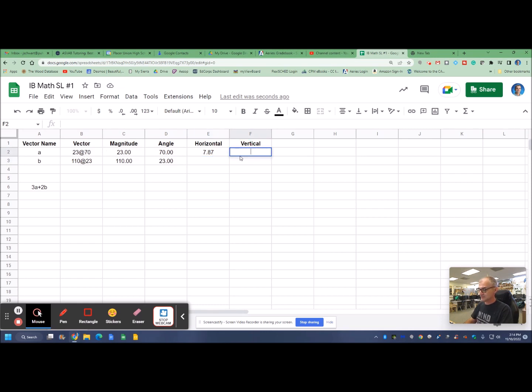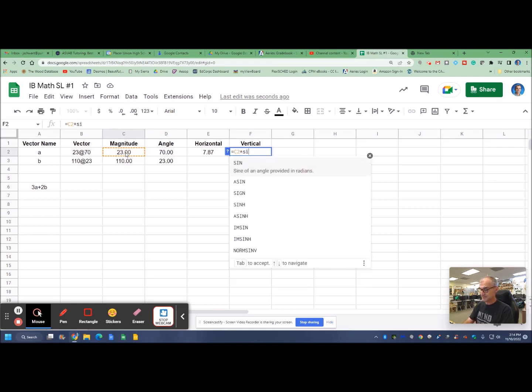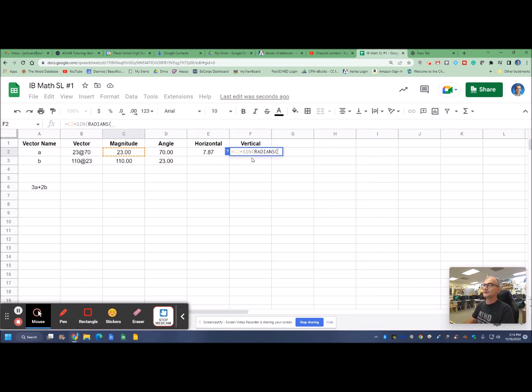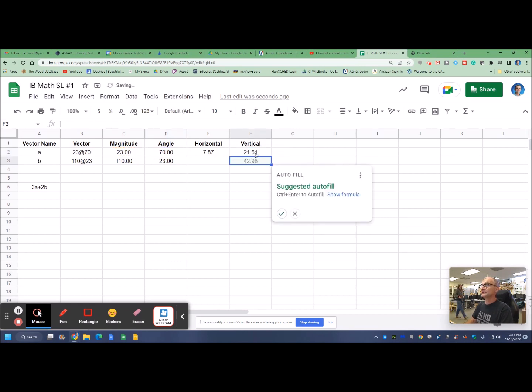On the vertical, I'm going to do the same thing. I start with the equal sign. This is going to be the sine. It does pick up, and then I'm going to start with the equal sign, magnitude, times sine, being in radian mode, so I've got to click on sine. I'll start typing in radians, type in radians of this angle, and I'll hit enter. And then there's my vertical component. Beauty of a spreadsheet is I can just drag this down right here.